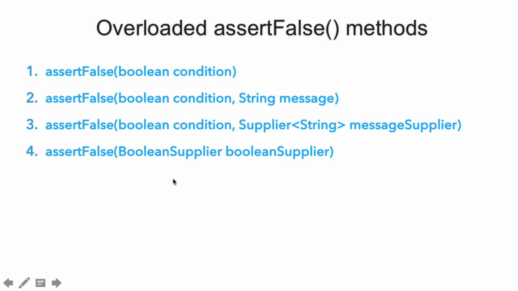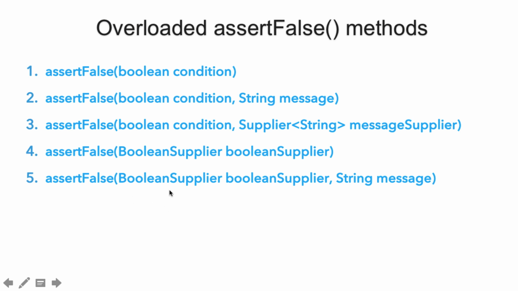The fourth method takes in a BooleanSupplier. This BooleanSupplier is a functional interface which supplies a boolean value, and assertFalse validates whether it is false or not. So this fourth overloaded method works exactly as the first method. The only difference is that we are providing a functional interface which supplies a boolean value.